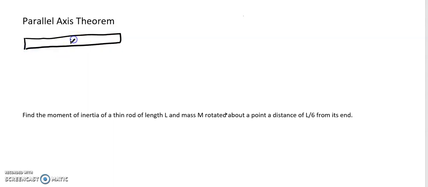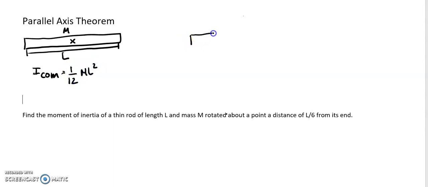And let's say this rod is rotated about its center of mass, which would be the center of this rod if it's a uniform rod. And again, let's say this rod has a mass m and length L. So we know, looking at our good old truth table, the moment of inertia of a rod rotated about its center of mass is going to be 1/12 mL squared.